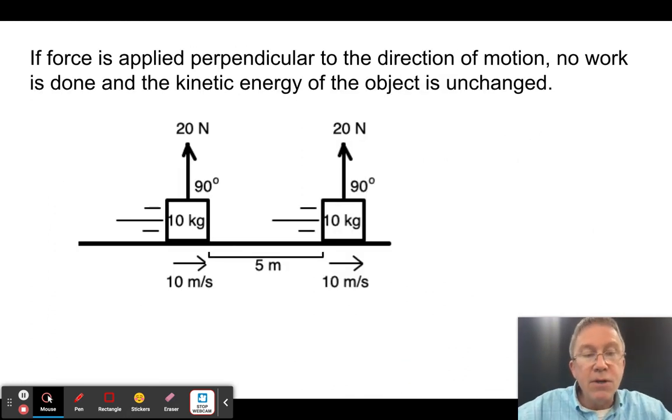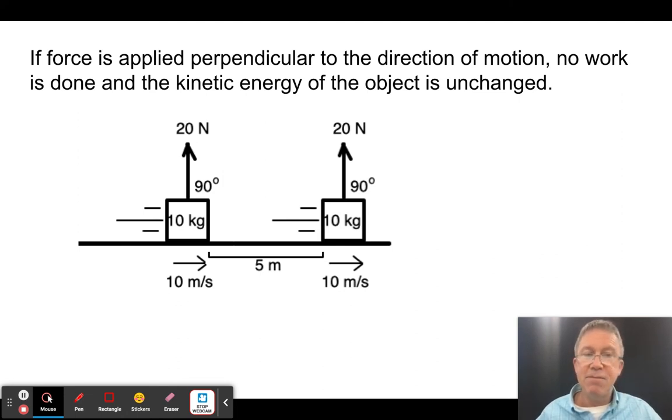Now, it's important to note, though, if the force is directed perpendicular to the object's motion, I'm not causing it to gain any speed. I'm not causing it to lose any speed. So this force actually does not change the kinetic energy of the system. It does no work on the system. So a force that's perpendicular to motion does not change the kinetic energy of a system and therefore does no work.